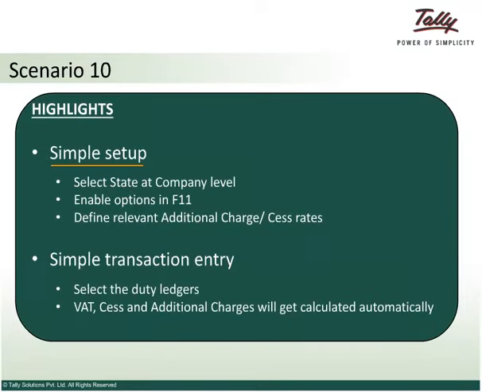So we have seen how simple it was to enable VAT for the 3 states, based on the state specified at the company level. Appropriate options are displayed in F11 features. All we need to do is enable VAT, define the applicable rates, and pass transactions to see VAT getting appropriately calculated. Simple.